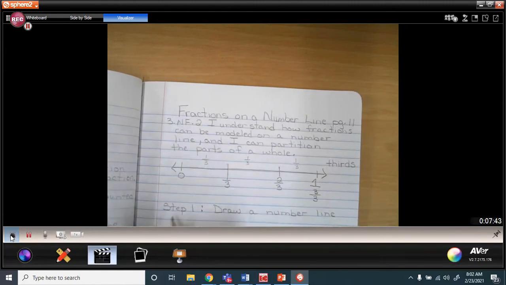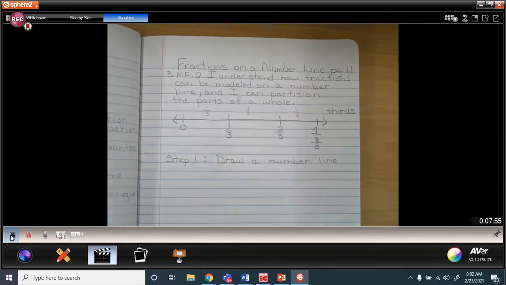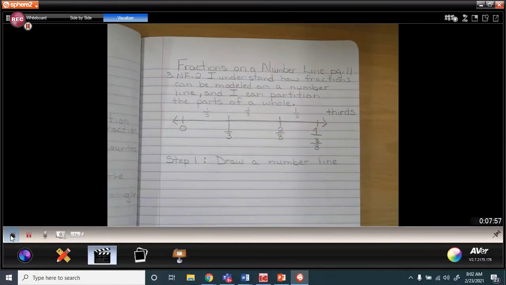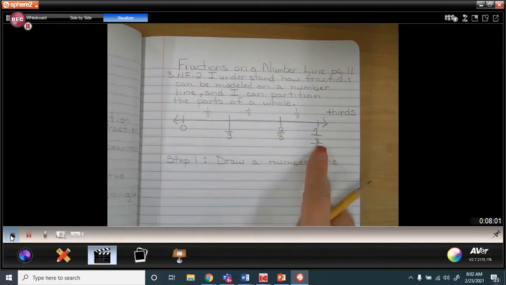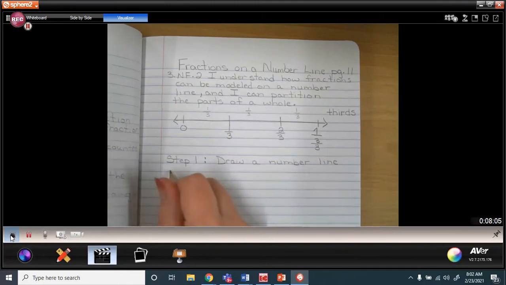Draw a number line using 0, right? Or whatever whole number you need to draw up to at that point. Maybe you need to go up to 2. Maybe you need to go up to 3. But at this point, we only need one whole here. So we're going to draw a number line.